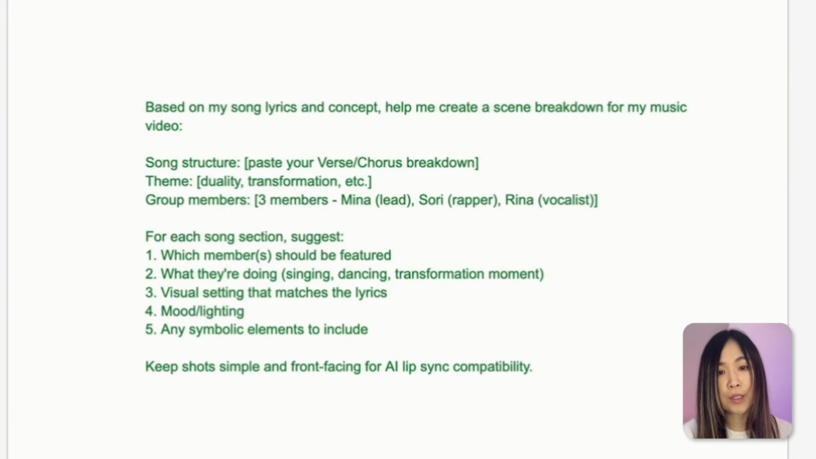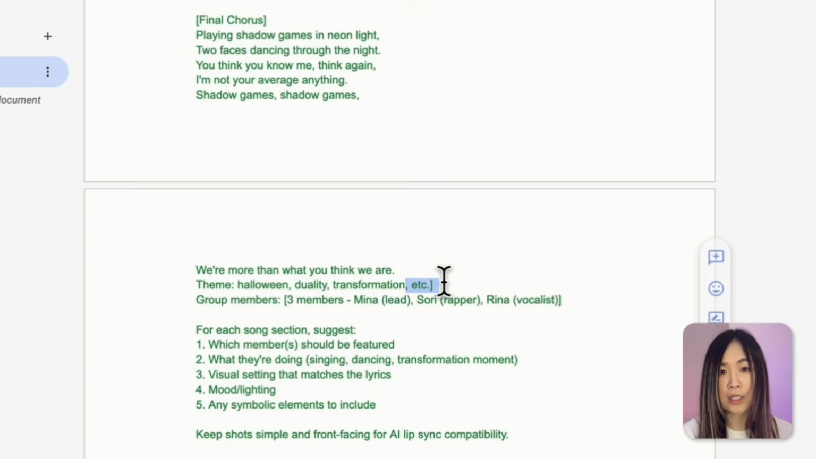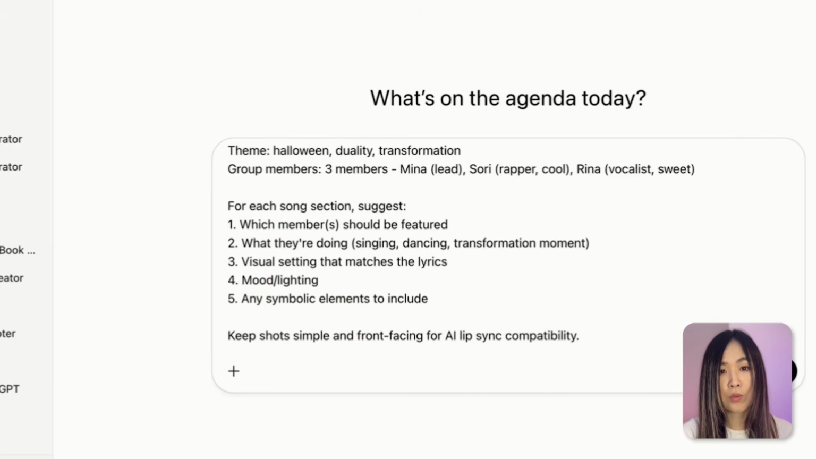So now that we've got our song, let's move on to the next part. First, let's plan out our music video concept. The easiest way is to build on the vibe and the lyrics you just created. I've prepared a prompt you can use. Just paste in your lyrics, theme, and members' names. ChatGPT will suggest which members should be featured in each section, what they're doing, and the visual setting, mood, and any symbolic elements to include.